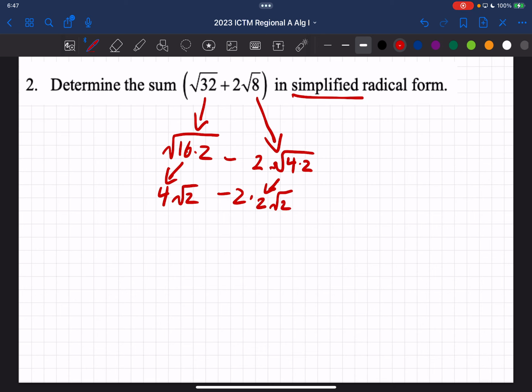So, whoops, the sum, my mistake. So that's 4 square root of 2 plus 4 square root of 2. Since they both have square roots of 2, we treat this like a variable, and they are like terms, so we get 8 square root of 2.